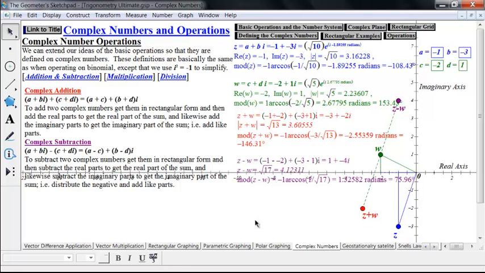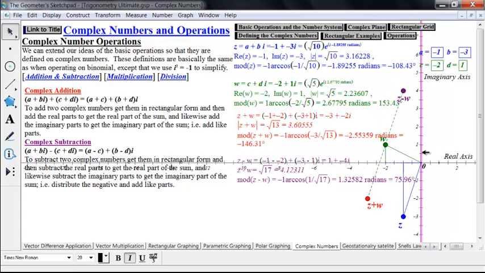And similarly, with subtraction, we essentially just distribute the negative and combine like terms. So we have a plus bi minus c plus di is a plus bi minus c minus di. So that's a minus c plus b minus d times i. So let's look at a couple of examples.